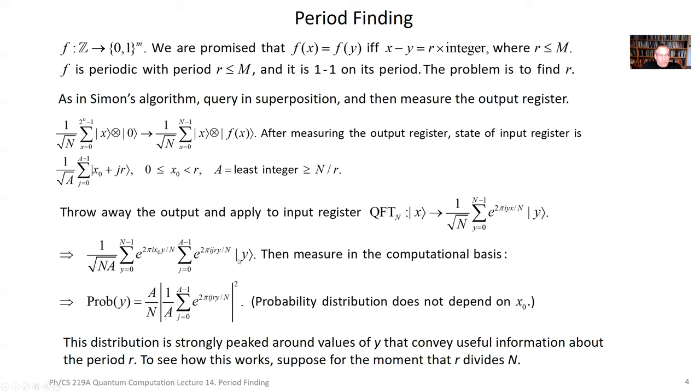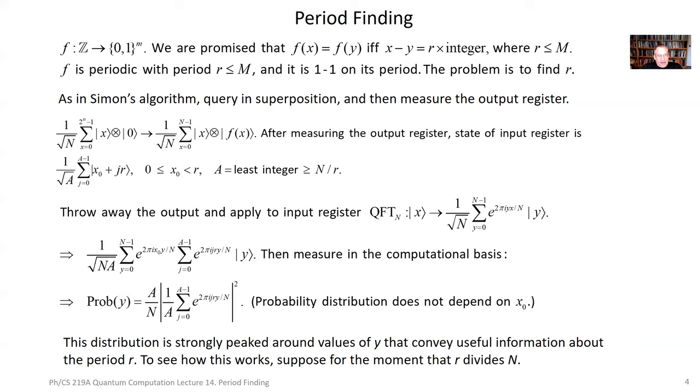Once I fix y, this phase that depends on x0 is just an overall phase. So that's not going to affect the probability of getting outcome y when I take the absolute value squared of the amplitude. So the probability distribution isn't going to care about x0 at all. That's why it wasn't really necessary for me to do the measurement. I don't need to know what x0 is or what f of x0 is.